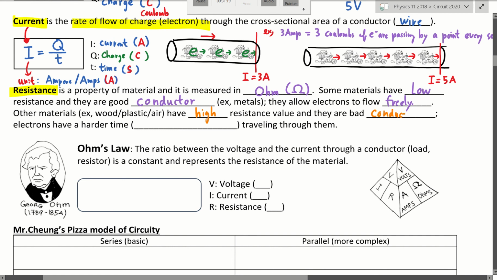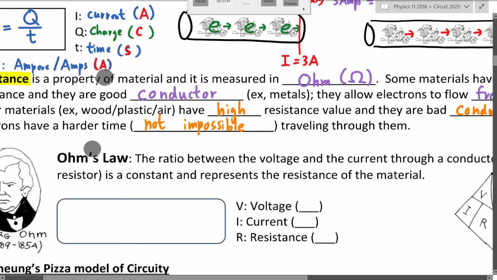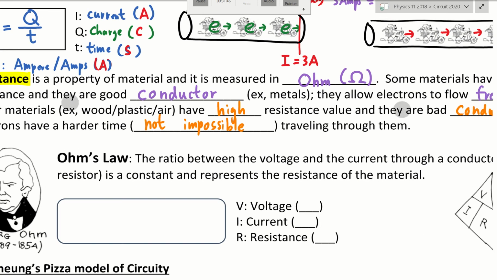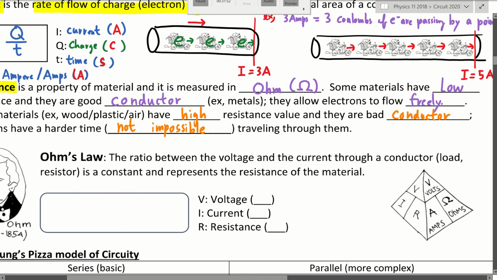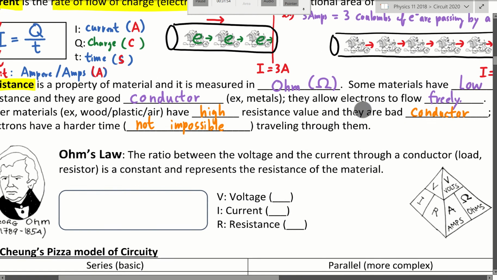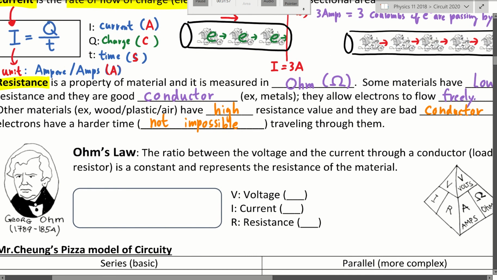Bad conductors, so electrons have a harder time going through them. But a harder time does not mean impossible though. Think about it, you can have a good road with not a lot of traffic, right? So resistance is sometimes best thought about as traffic. Low traffic, then you are good. Then this is a really efficient road, right? For example, metal has low traffic. However, wood, plastic, and air have really, really bad traffic.